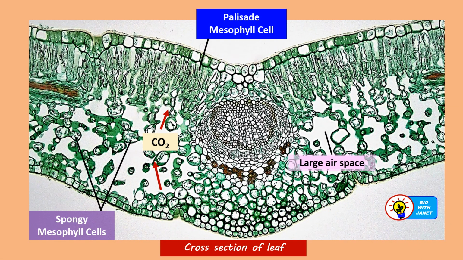So now coming back to our diagram of the leaf, let's have a look again at the spongy mesophyll cells that are loosely arranged in order to form the air spaces and allow the quick diffusion of gases like carbon dioxide from the inside of the leaf up to the Palisade mesophyll cells to be used in the process of photosynthesis.